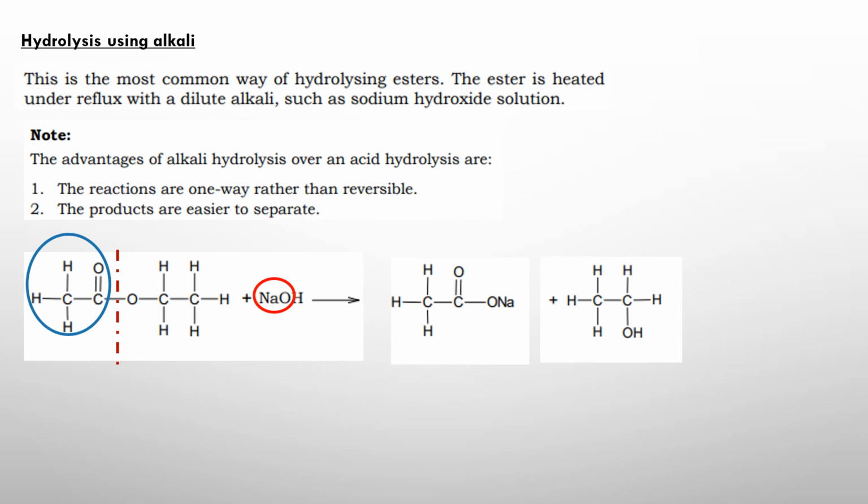Now the advantages of using alkali hydrolysis over acid hydrolysis are that in alkali hydrolysis the reactions are single-direction. That means the products that are formed cannot break down again to give reactants. So the reaction goes to completion and it is easier to separate the products.